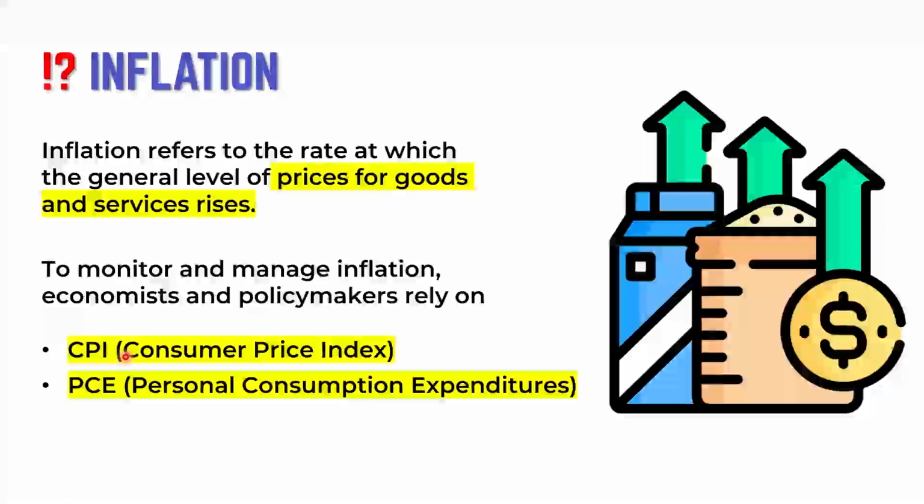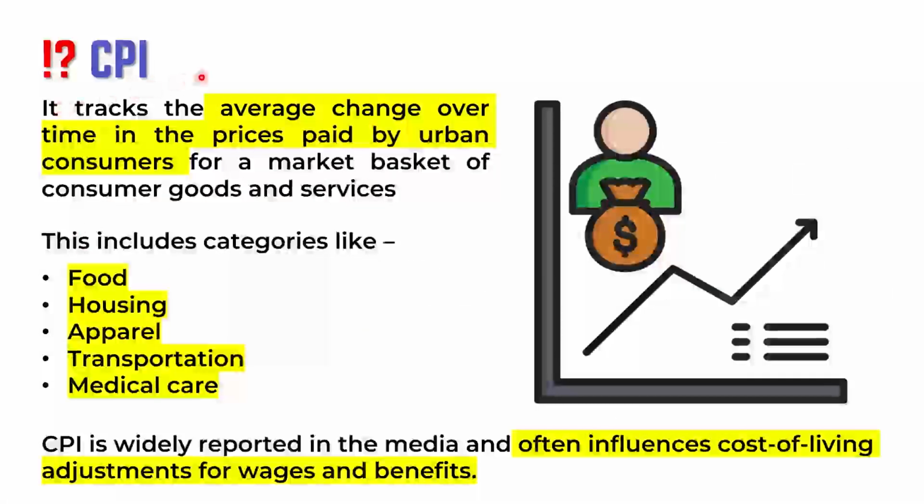Consumer Price Index, CPI. The Consumer Price Index, or CPI, is perhaps the most well-known measure of inflation. Published by the Bureau of Labor Statistics, it tracks the average change over time in the prices paid by urban consumers for a market basket of consumer goods and services. This includes categories like food, housing, apparel, transportation, and medical care. CPI is widely reported in the media and often influences cost of living adjustments for wages and benefits.